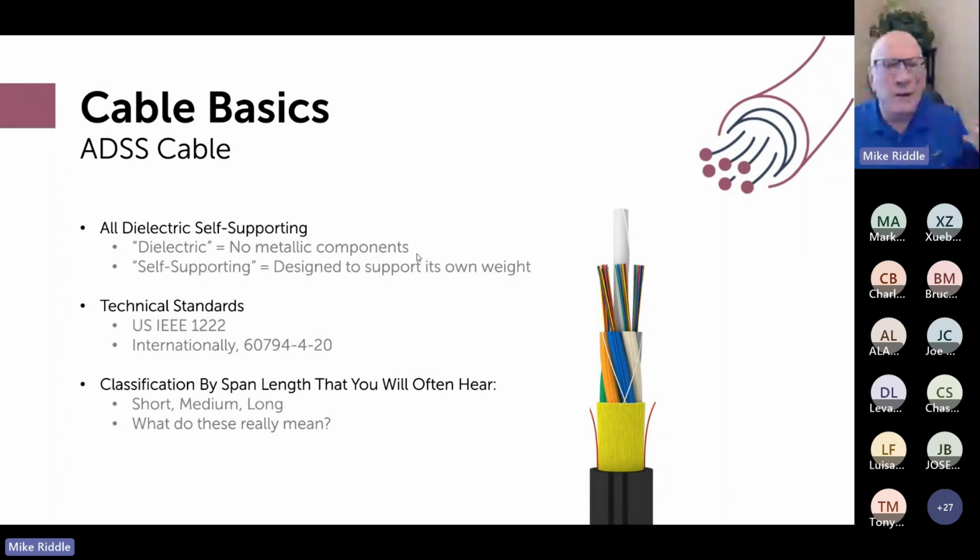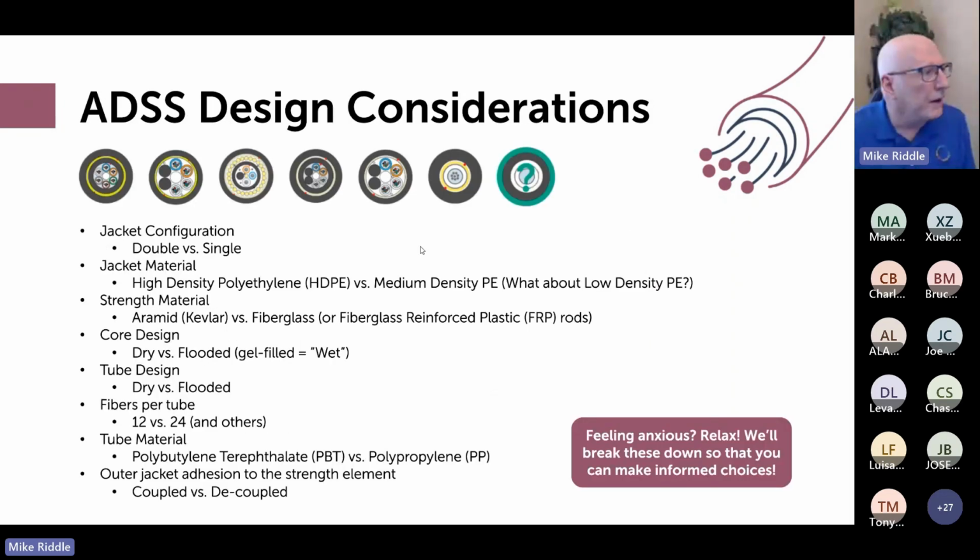So now we're up to our design considerations. And you'll recall that I said there are 8. They are jacket configuration, jacket material, strength material, the core design, the tube design, the number of fibers per tube, what you make the tube out of, and do you have adhesion between the outer jacket and the strength element? I know this seems like a lot.